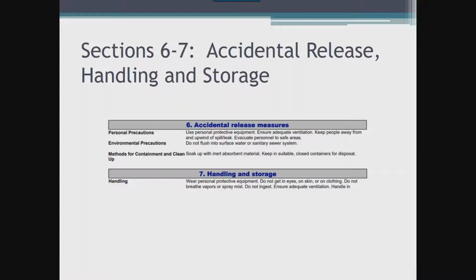It may also distinguish between large and small spills. This section helps give direction on what process to follow in terms of a spill. You would use this section in conjunction with your facility procedure on how to handle chemical spills. Section 7 provides guidance on safe handling practices and conditions for storage of chemicals.